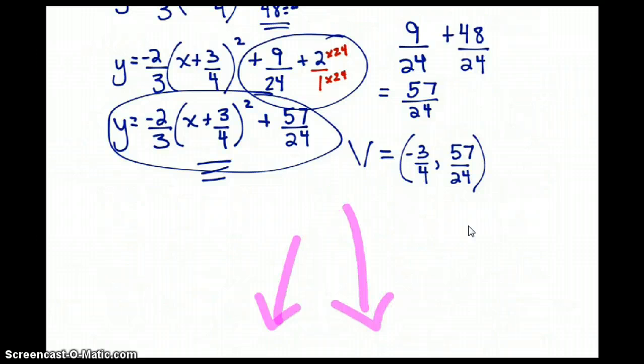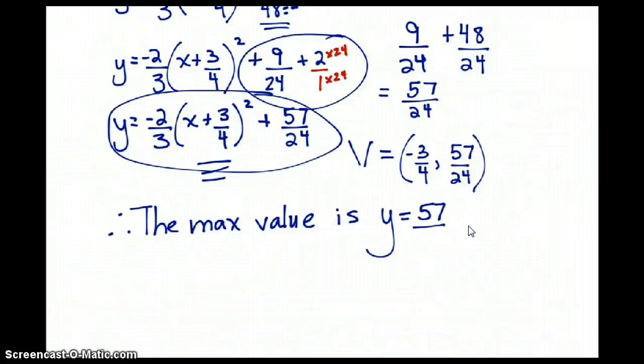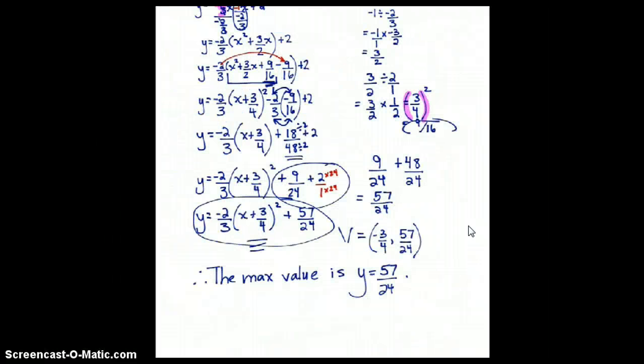Okay, so when it has a maximum, we have to write, therefore, the maximum value is, don't forget the y equals 57 over 24, and you're done. So that's what this question looks like.